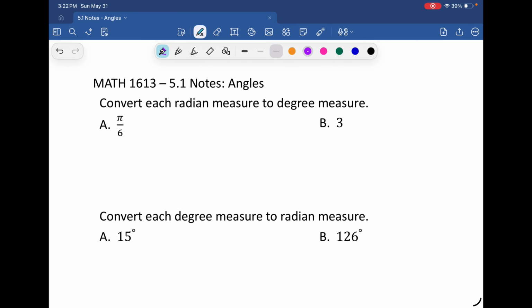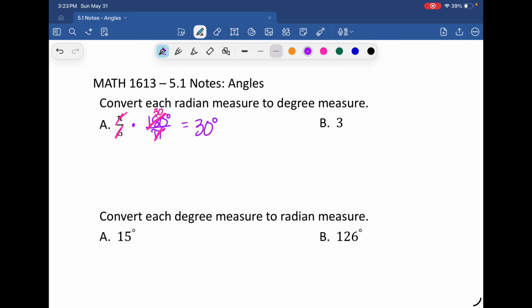Convert each radian measure to a degree measure. So I'm converting radians to degrees, which means I must be multiplying by 180 over pi. In this case, pi cancels pi, reduces to 1. So I have 180 over 6. Well, I also know that 6 goes into 180 30 times. So pi over 6 in degrees is 30 degrees.